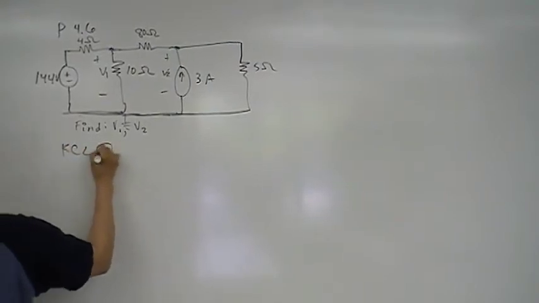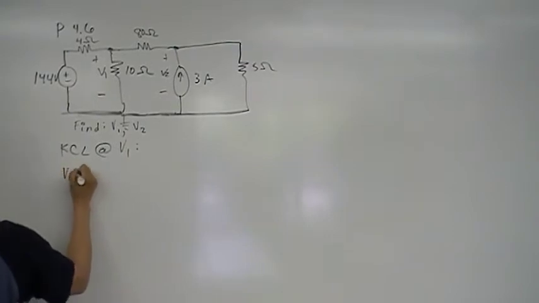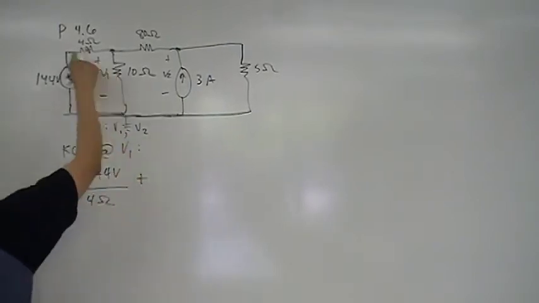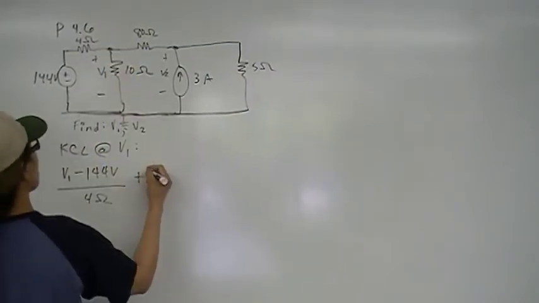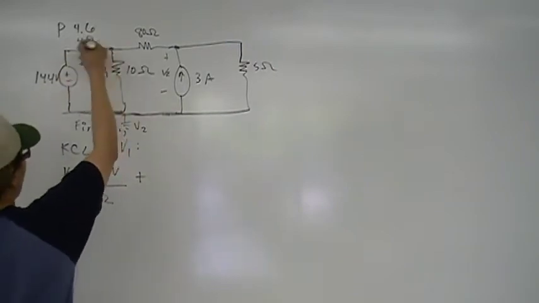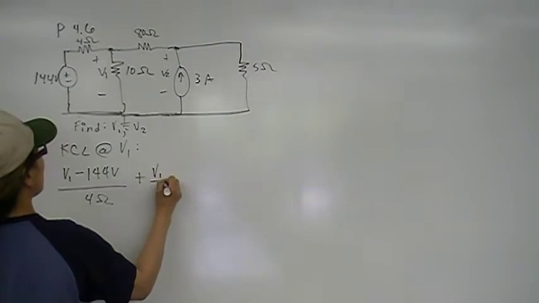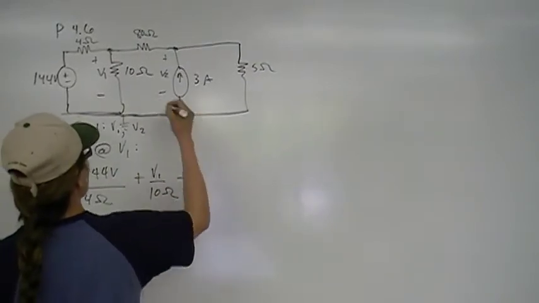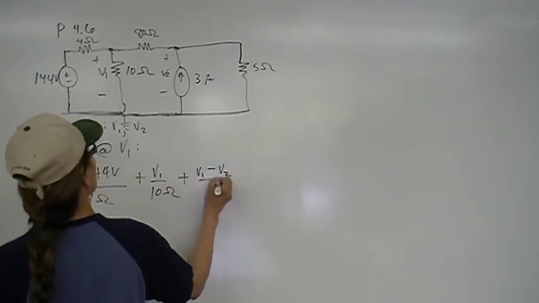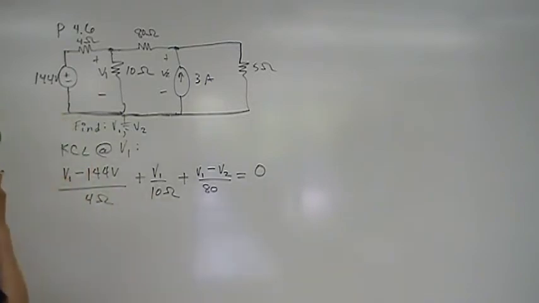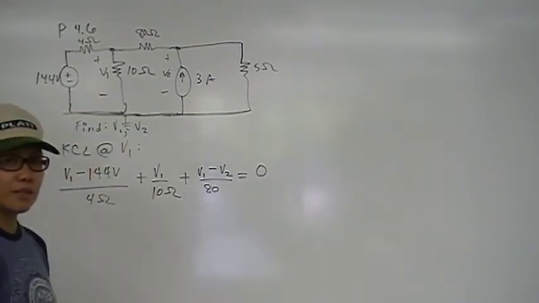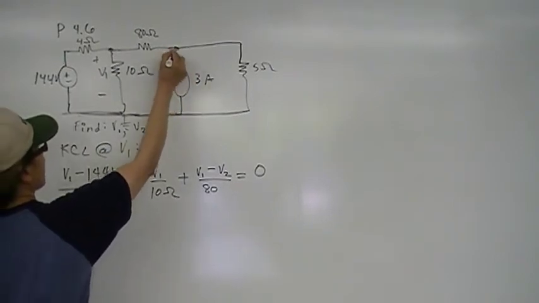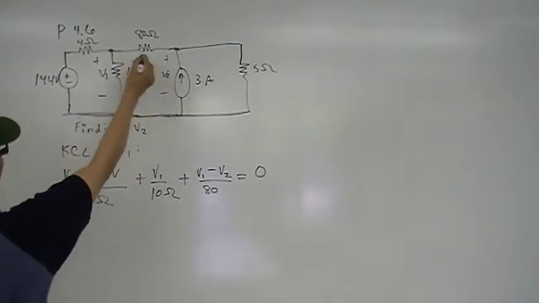So KCL at V1 is going to be V1 minus 144 volts over 4 ohms. That's the current into that node. Now we need to find the branch currents. That's going to be V1 over 10 ohms, and then that branch current is V1 minus V2 over 80, and that's equal to 0. Notice that this is not 3 amps, because when it goes here, the current can split either way, so we have to use the node voltage method to find that branch current.